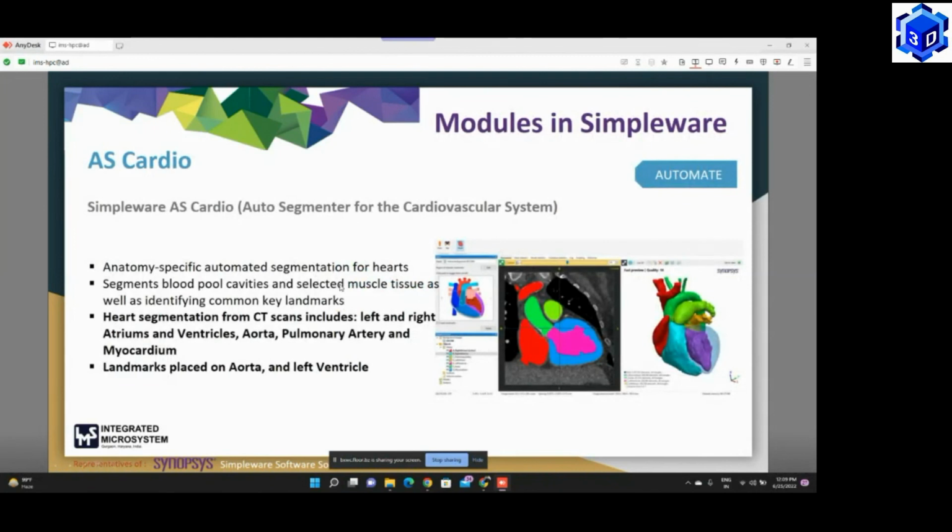This is for the cardio heart segmentation from CT scans, left and right, arteries and ventricles. All these segmentations can be done using this AS Cardio module.